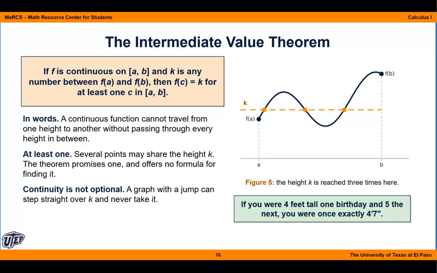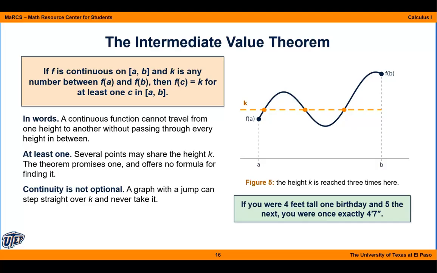The intermediate value theorem describes an important consequence of continuity. Suppose a function is continuous on a closed interval. If we choose any height between the function values at the two endpoints, then the function must reach that height at least once somewhere in the interval. In everyday language, a continuous function cannot move from one height to another without passing through every height in between.